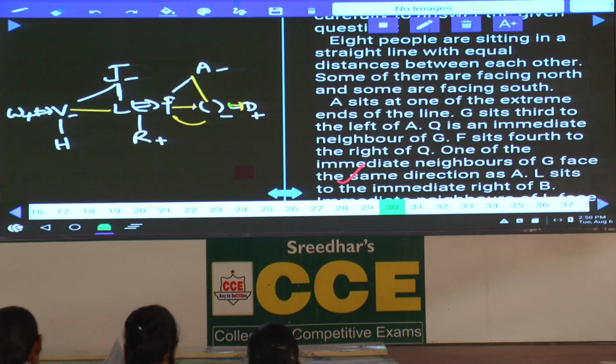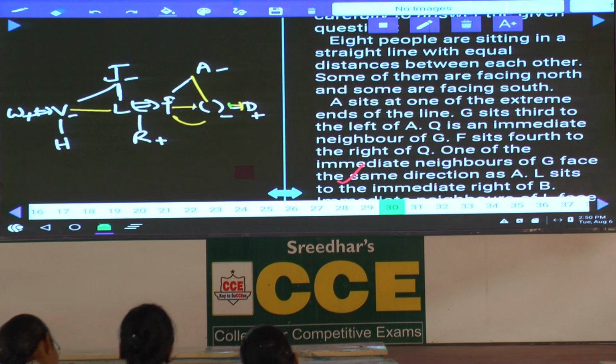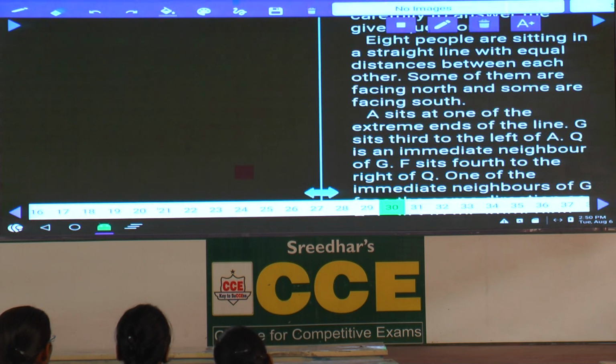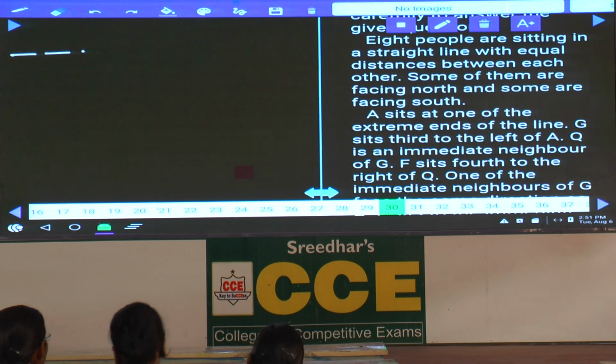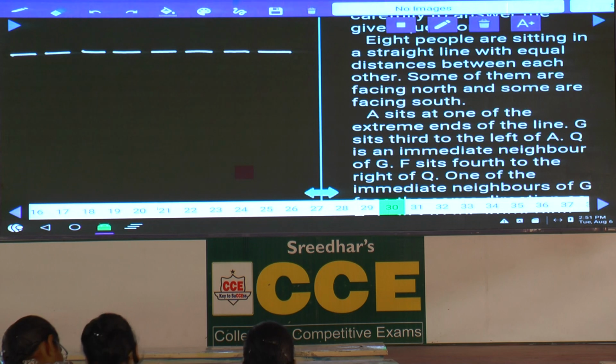29. Then next one, 30 onwards. Now in question number 30 to 34, how many people are there? There are 8 people sitting in a straight line with equal distance between each other. Some of them are facing north and some of them are facing south. 1, 2, 3, 4, 5, 6, 7, 8.